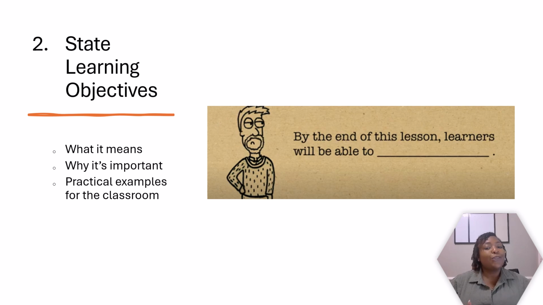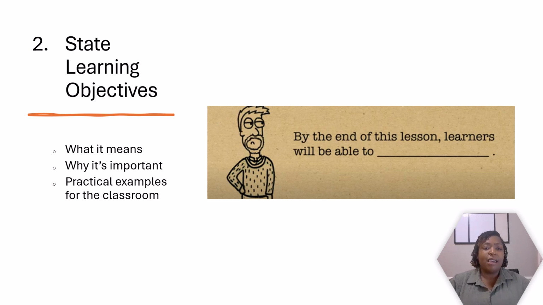To do this, you need to step back and take inventory of what you are going to teach. You can do so by filling in the blank: By the end of this lesson, learners will be able to what? Clearly communicate the lesson's goals to students so they know what they will learn and how it will benefit them. This helps set expectations and focus their attention.